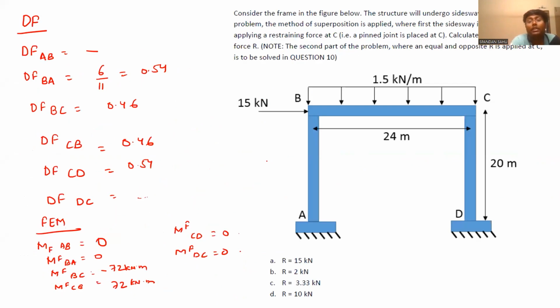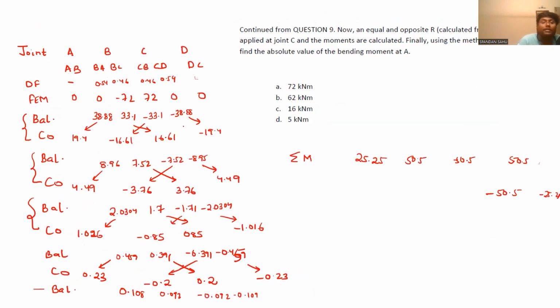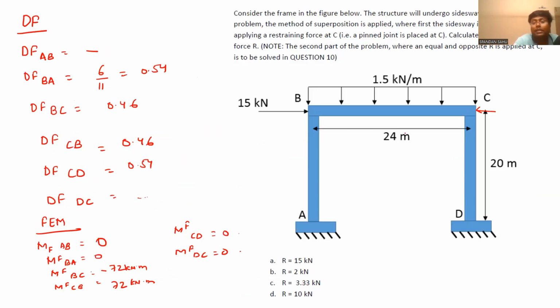So you got this for which case? When you are assuming that we have provided a reaction here such that there won't be any sway, this is for non-sway cases. Moments for non-sway cases. Now, since there is a 15 kilonewton horizontal load, this frame will try to sway like this. Correct?